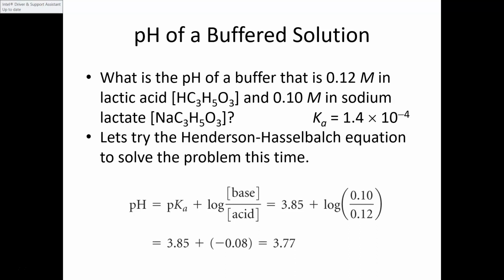Now it's important to note it's the ratio of those weak acid and conjugate ion concentrations that controls the pH of the solution. Not the actual molarity itself, but the ratio of the molarity of those two things. That's where the adjustment of pH comes from.